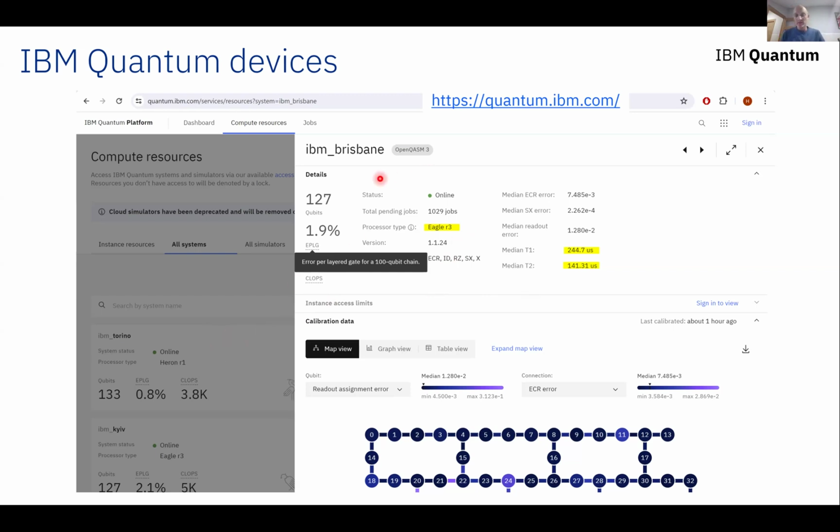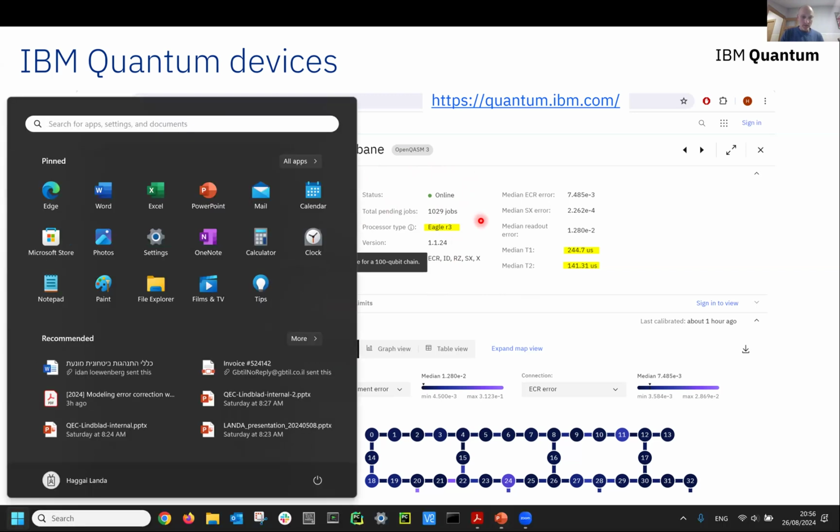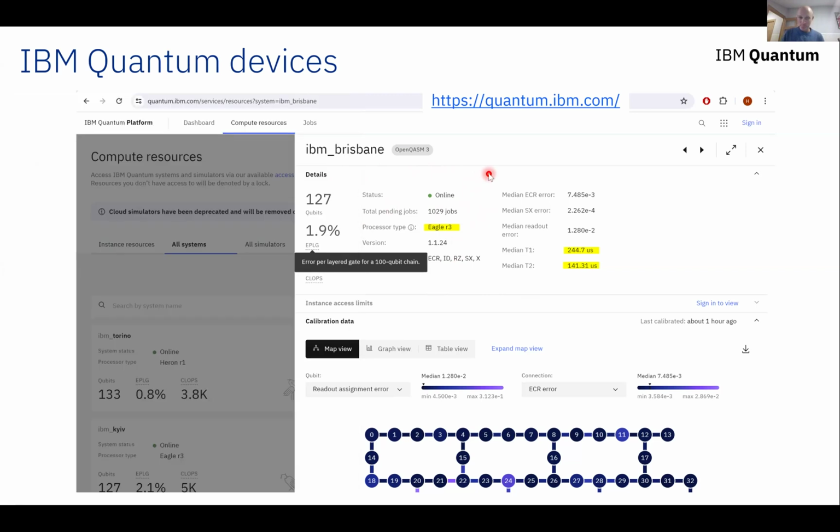Okay, and I should mention that registered users can get free time to execute experiments on those Eagle devices via the cloud, a few minutes per month for everyone who registers for free, and you're welcome to try and do it.